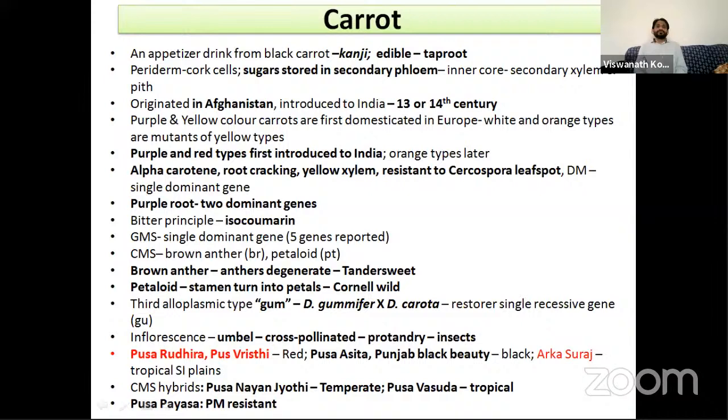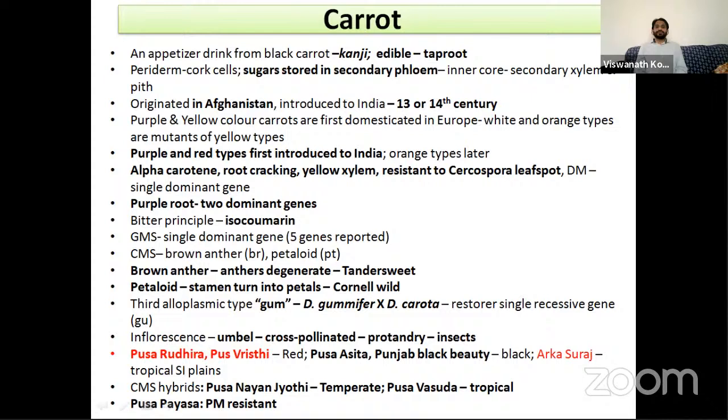So if you see the cross section of the carrot, you can see the central inner core portion, which is formed by the secondary xylem and pith, and the outer periderm will be there. Between the inner core and the outer periderm, there is a secondary phloem. The sugars are stored in that secondary phloem. So the sweet portion in the carrot is the secondary phloem, just next to the periderm, and the inner core is the tough portion, that is the secondary xylem and pith.